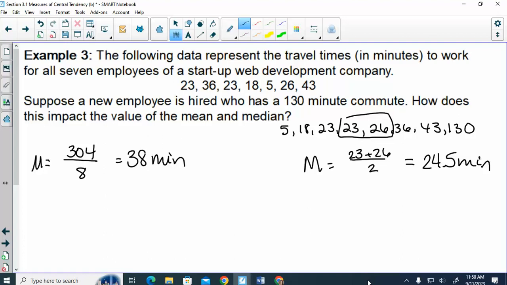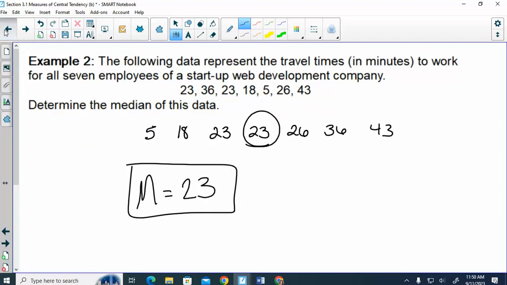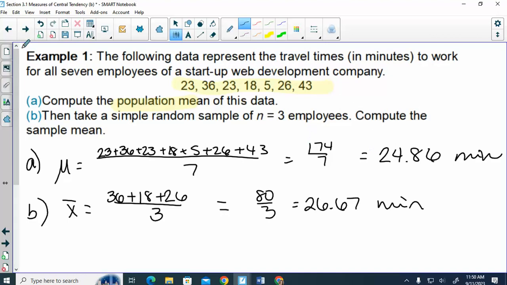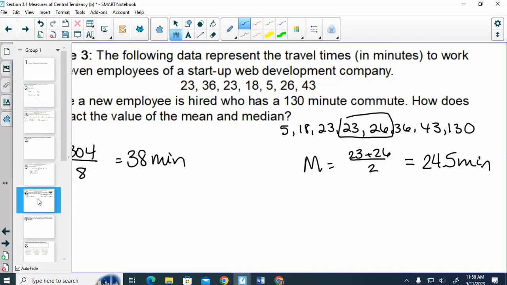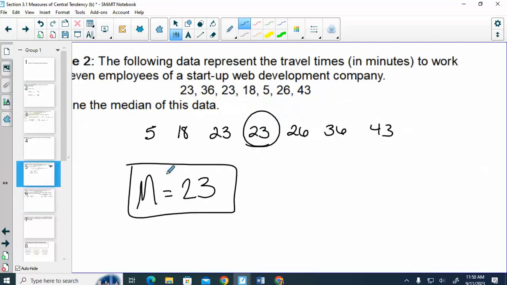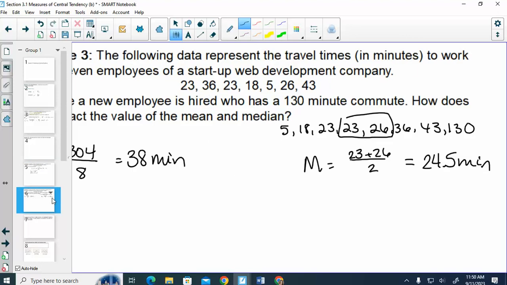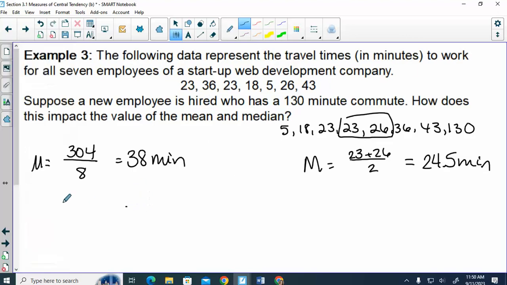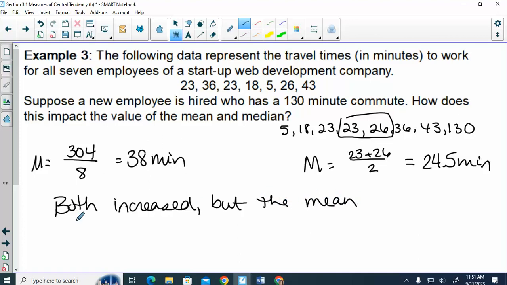So, how does that compare? What was my original mean? The original mean was 24.86. And that one new person brought the whole thing up to 38. What about the median? My median was 23 and it went up to 24.5. So both increased, but the mean had a larger change.